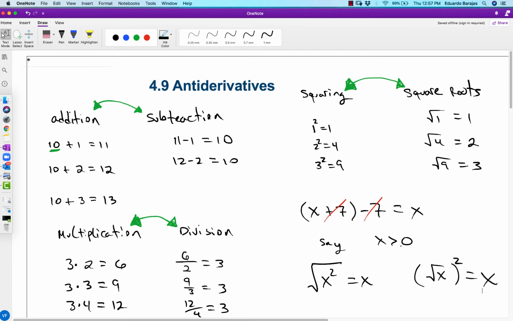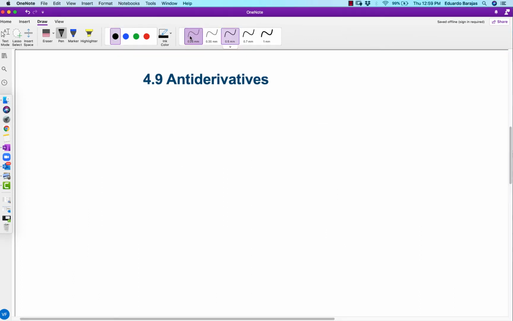Okay, so with all this in mind, let's get back to antiderivatives. What are antiderivatives? Okay, so far this semester we've spent a lot of time taking derivatives. We're pretty good at it by now.